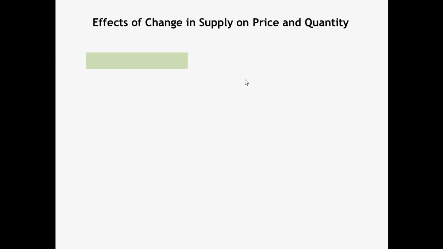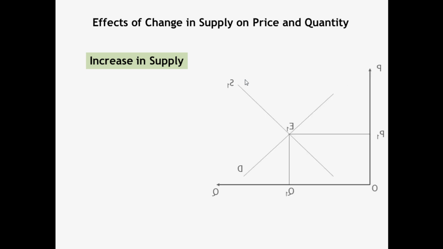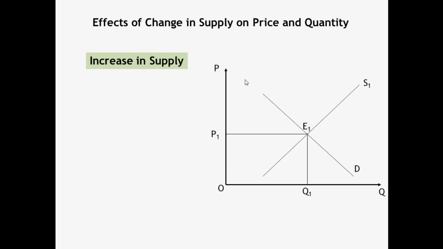Now, we are going to explain the effects of change in supply on equilibrium price and quantity of a product. We are starting with increase in supply. The figure shows the initial equilibrium state. Initially, equilibrium is achieved at point E1, where market is cleared at OP1 price and equilibrium quantity is OQ1.